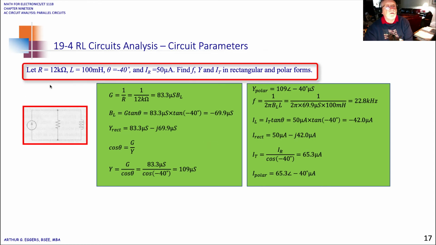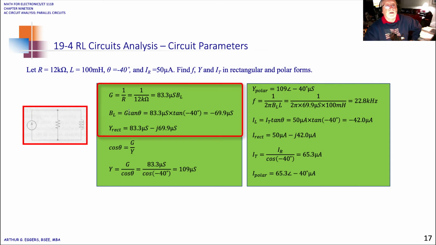Looking at another problem here, now we're given the resistance value of 12 k ohms, the inductance value of 100 millihenries. We have the phase angle given, minus 40 degrees, and the current through the resistor, 50 microamps. So in this case, they want us to use what's given to calculate the operating frequency, Y and I sub T in both forms. So we start with solving for our conductance, 1 over R, since the resistance was given.